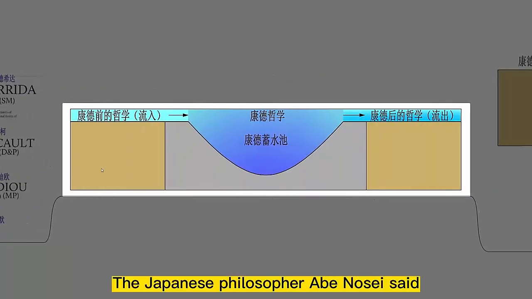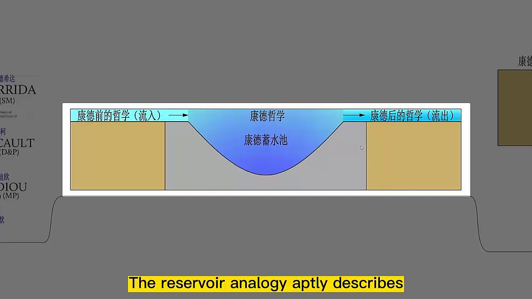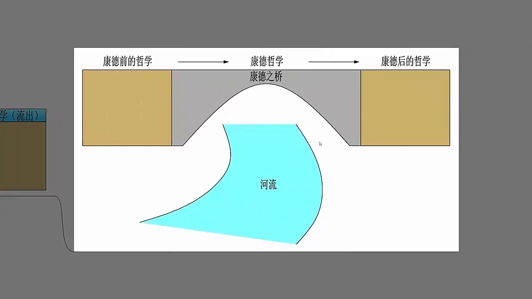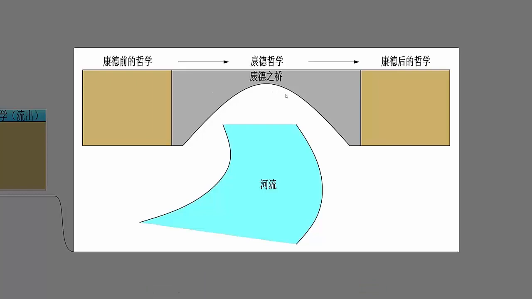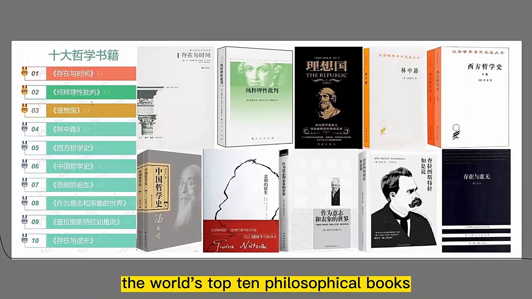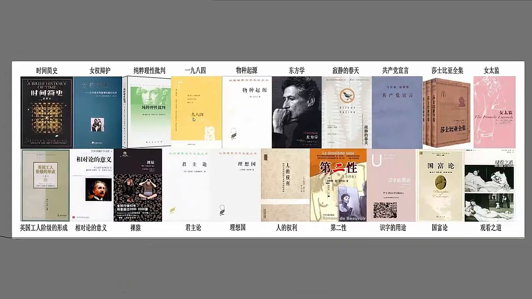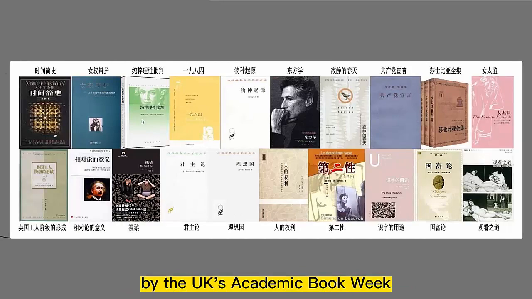The Japanese philosopher Abe Noziai said, "Kantian philosophy is like a reservoir into which all the water before flows and from which all the water after flows." The reservoir analogy aptly describes Kant's collection of philosophical masterpieces as well as his far-reaching influence. The Russian literary theorist Galasov said, "On the path of philosophy, any thinker must cross a bridge, and that bridge is Kant." Critique of Pure Reason has a huge influence, ranking 2nd among the world's top 10 philosophical books. Critique of Pure Reason was named one of the 20 most influential academic books by the UK's Academic Book Week.